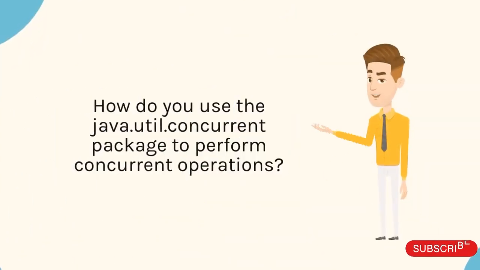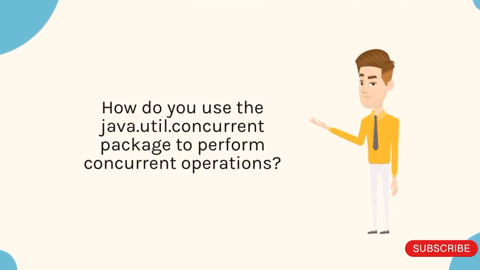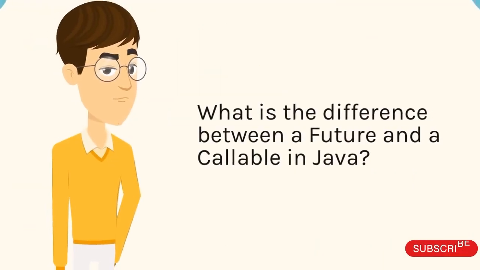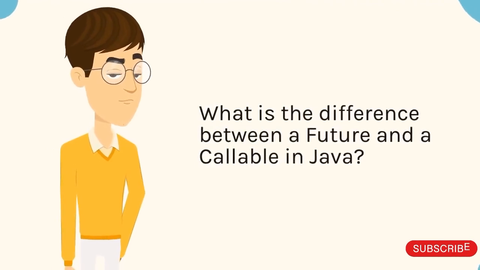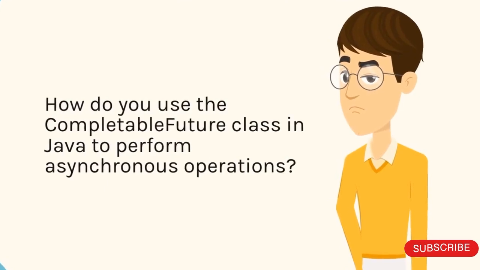How do you use the java.util.concurrent package to perform concurrent operations? What is the difference between a Future and a Callable in Java? How do you use the CompletableFuture class in Java to perform asynchronous operations?